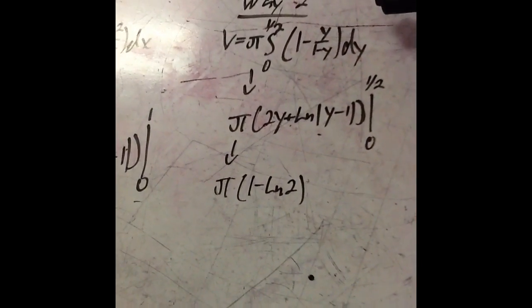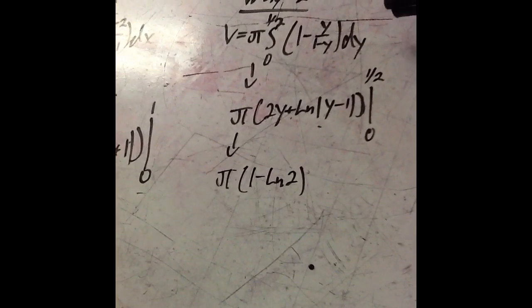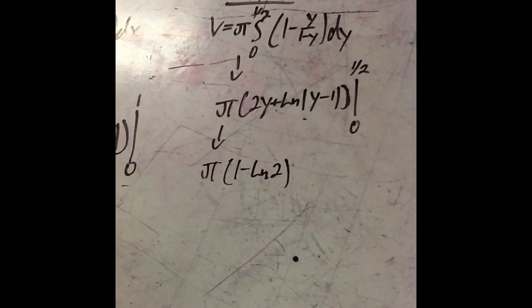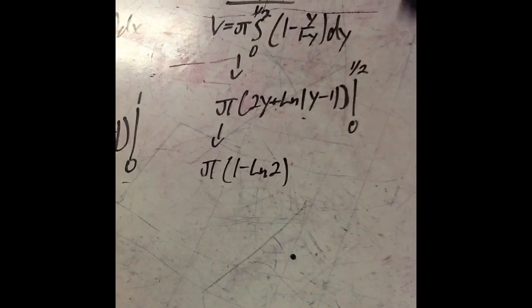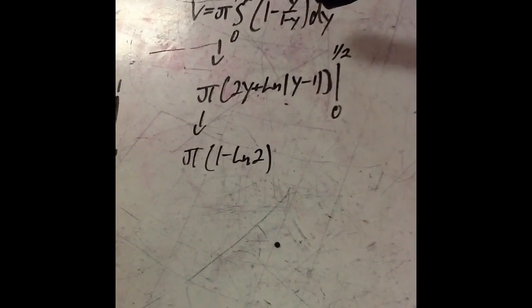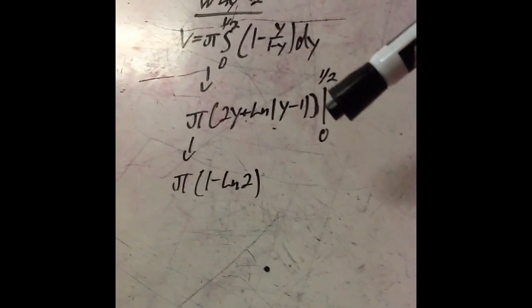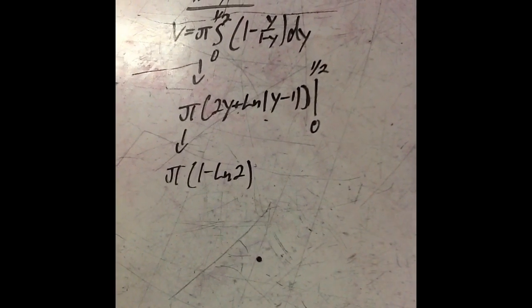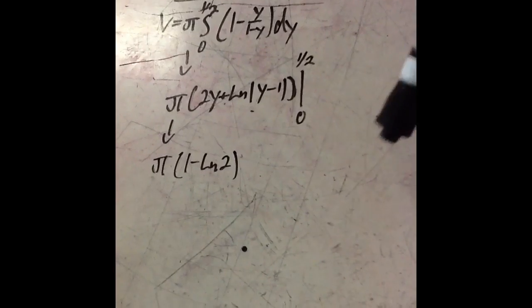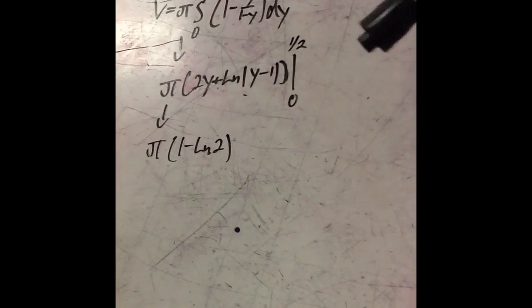The second way is that the volume equals pi times the integral from 0 to 1/2 of (1 minus y) over (1 minus y) dy. That equals pi times 2y plus ln of the absolute value of y minus 1 from 0 to 1/2, and that equals pi times 1 minus ln 2.